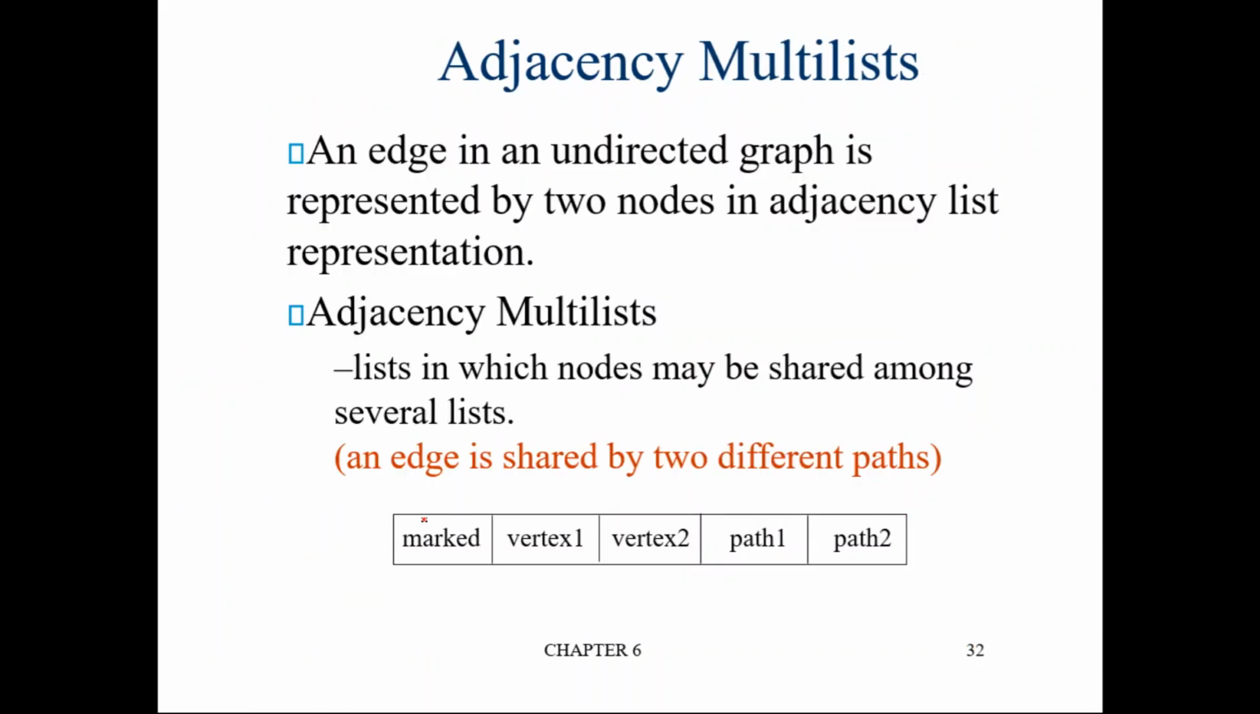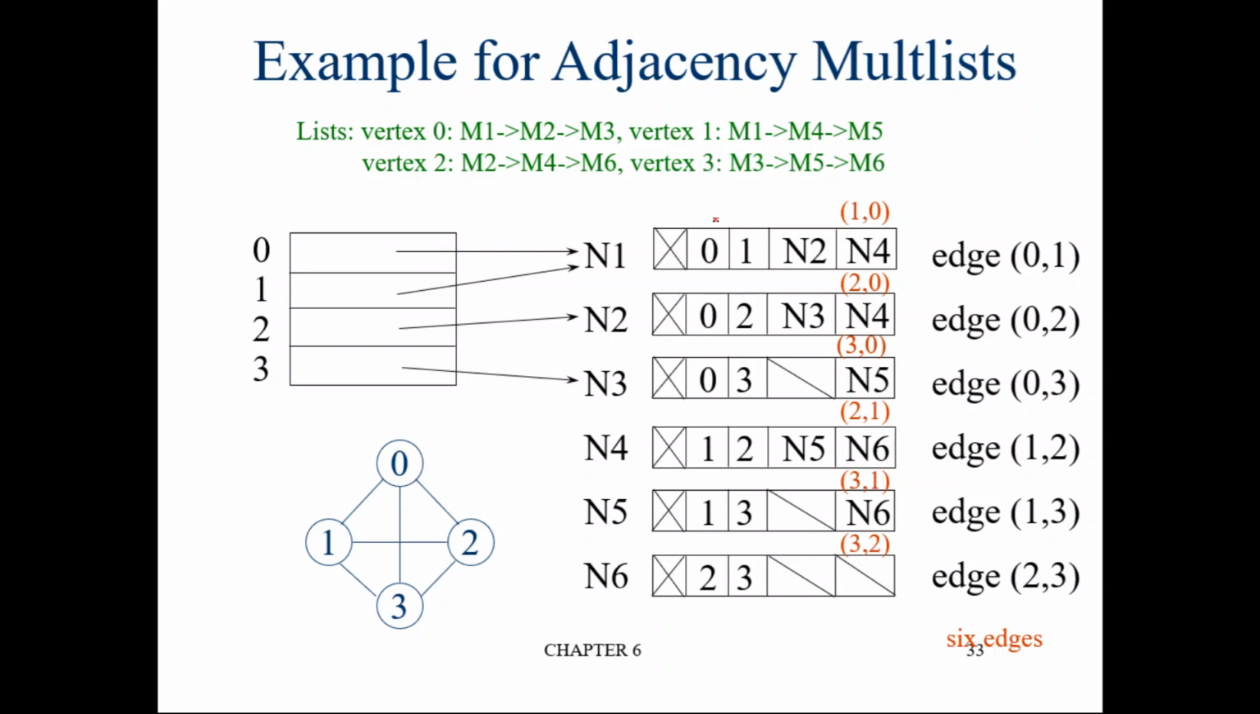Now we will see the definition of adjacency multiset. An edge in an undirected graph is represented by two nodes in an adjacency list. See, an edge is represented using two nodes: 0 is a node and 1 is a node. So there is one edge.